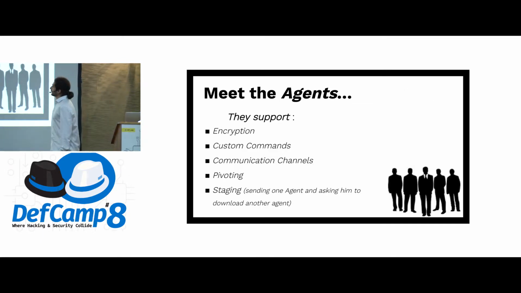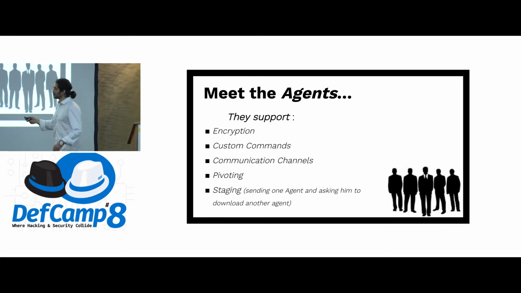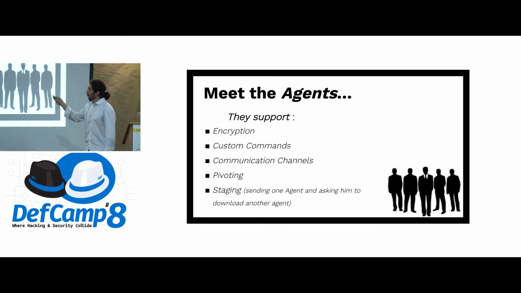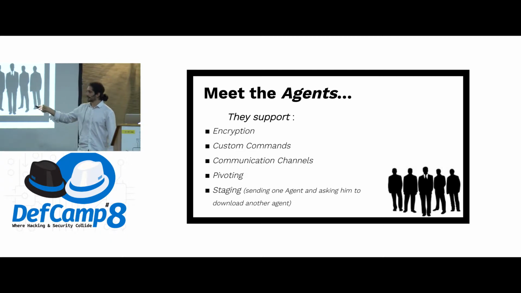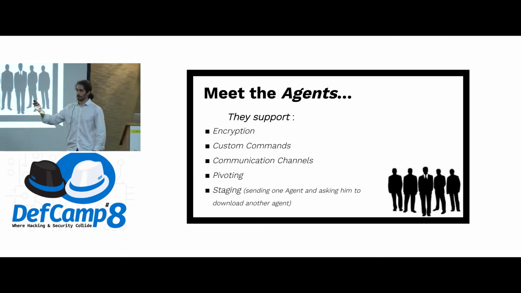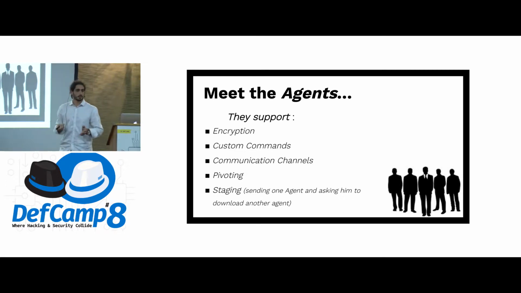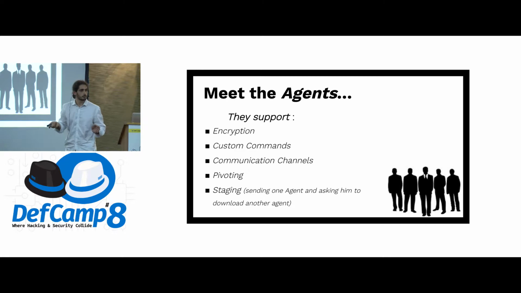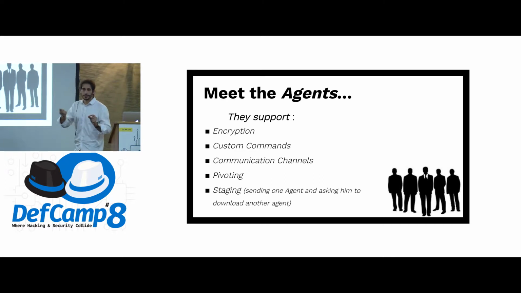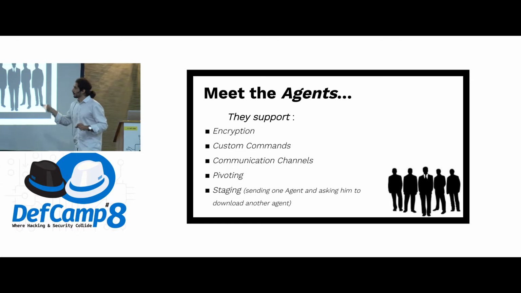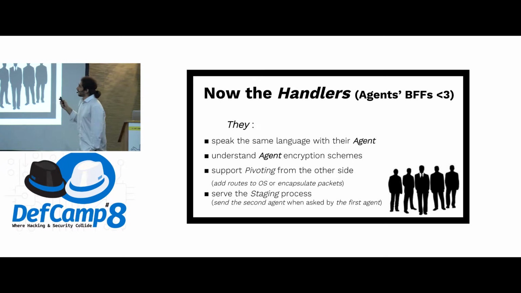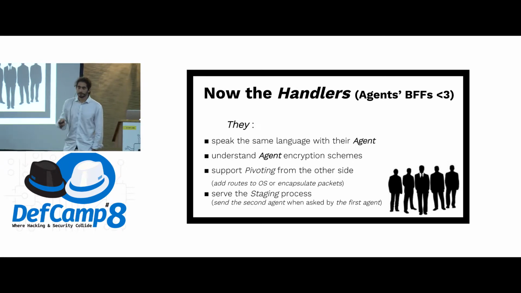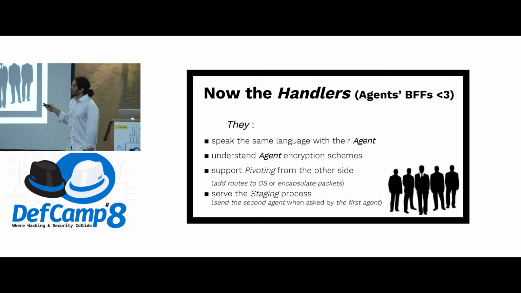So, what kind of thing is an agent? It's a program that supports encryption, custom commands. We'll talk later about all those. Communication channels, pivoting, and staging. Staging is a great idea about sending an agent that's not that big, because we have some size limits, who knows? Mailing, probably. We're going to mail a little executable that downloads the main executable, the main agent. And for the other side, we have the handlers, the agent's best friends, that have to be completely compatible. So we've got to develop both of them.